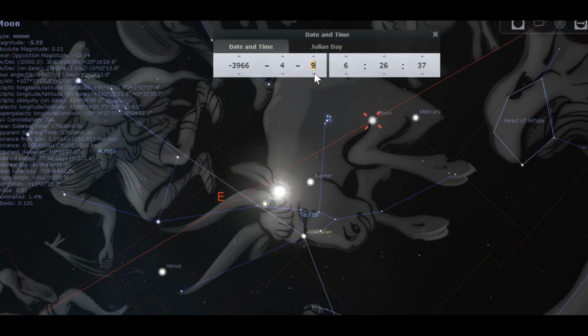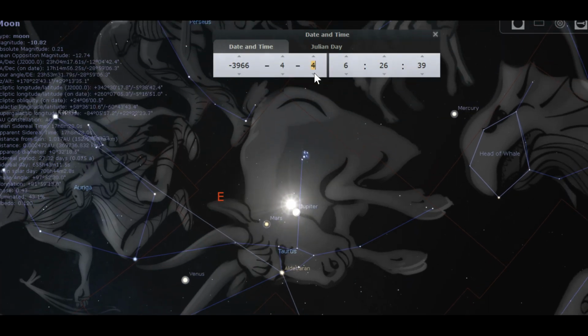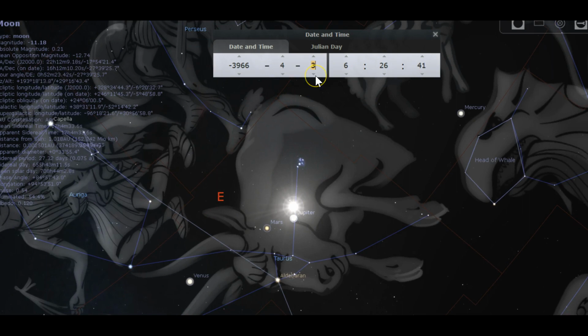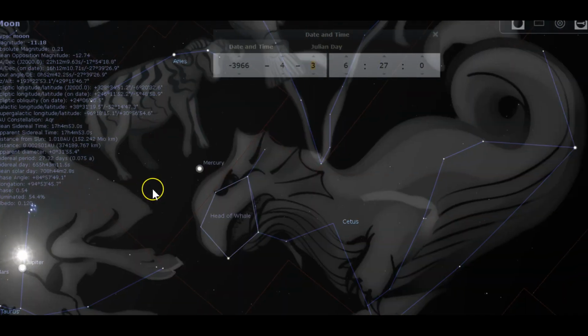So if we back it up to the very first day, we'll go back 7 days, okay? We come to April 3rd, so if this is the start date of creation, this is also the anniversary date. 4,000 years later to the day, if this is year 1 instead of year 0, 4,000 years later to the day is the day that Jesus was crucified. So that's very interesting.